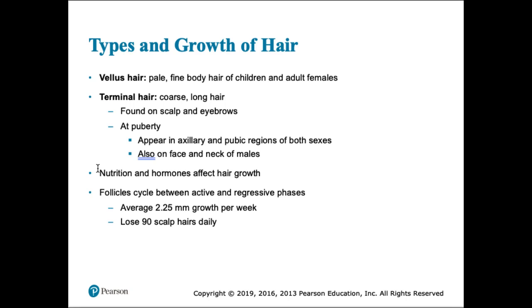Nutrition and hormones do affect hair growth. So depending on your nutrition and your levels of hormones, you can have more or less hair loss, hair growth, and so on. Now, follicles cycle between active and regressive phases. So basically, you grow about 2.25 millimeters of growth per week, and you lose about 90 scalp hairs daily. So it's normal to lose hair.